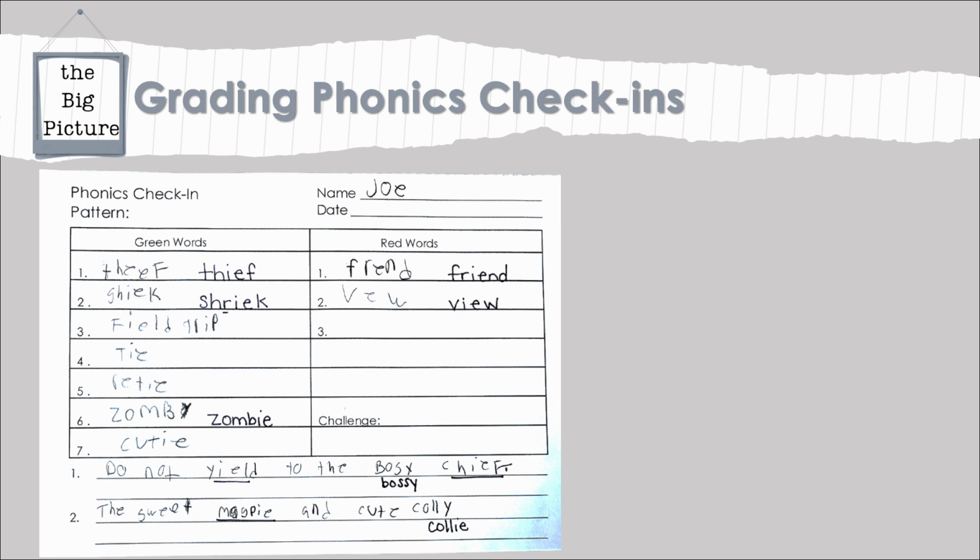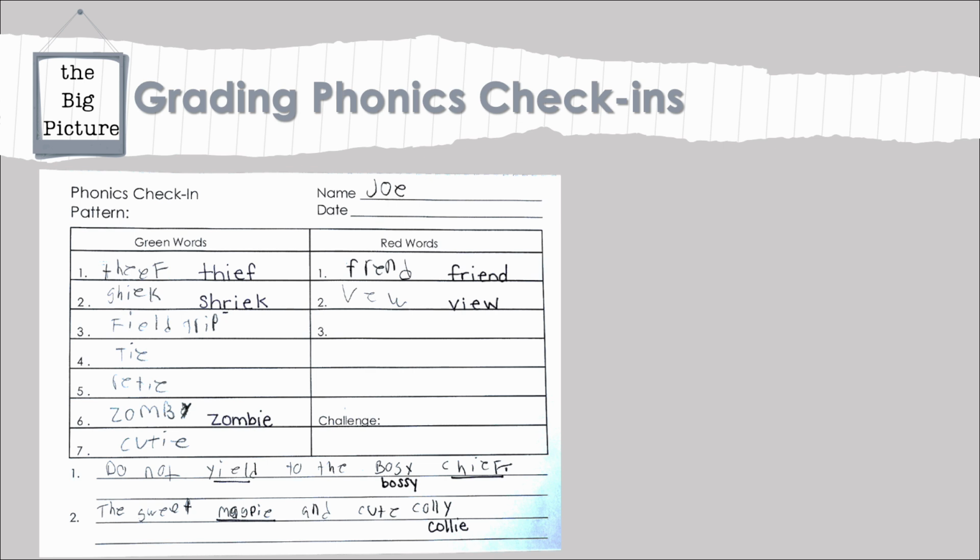Numbers 3 through 5 are correct: field trip, tie, and retie. Again, zombie could be spelled with a Y at the end of the word, but he hasn't orthographically mapped the correct spelling yet, and we count it incorrect.